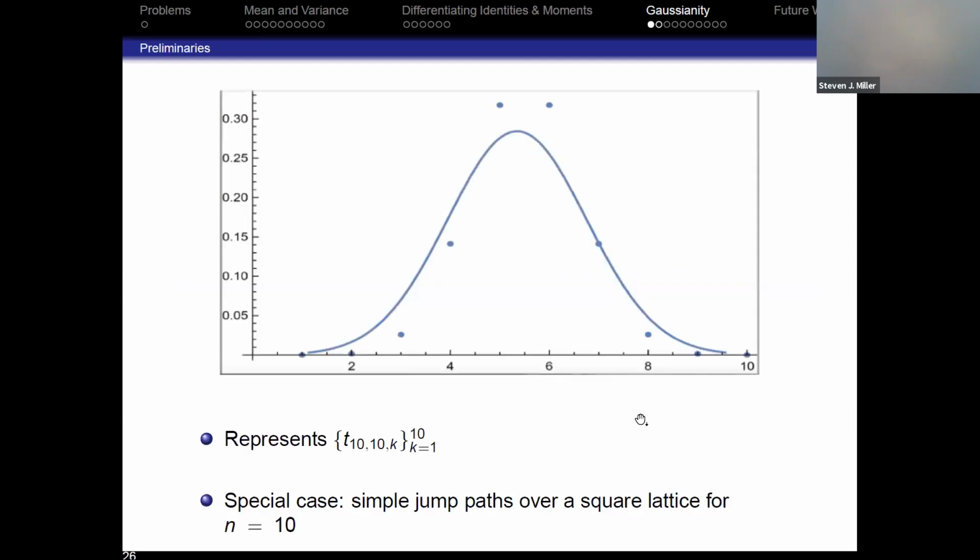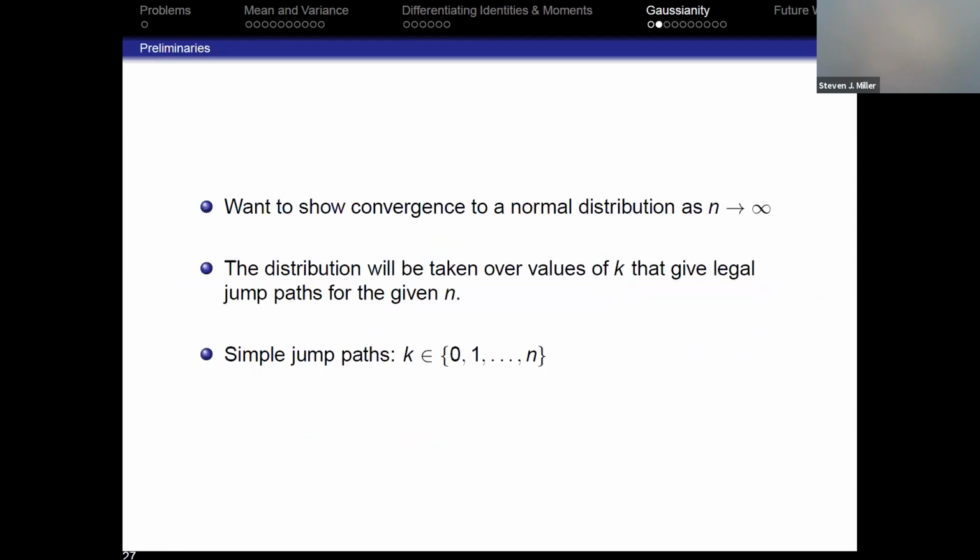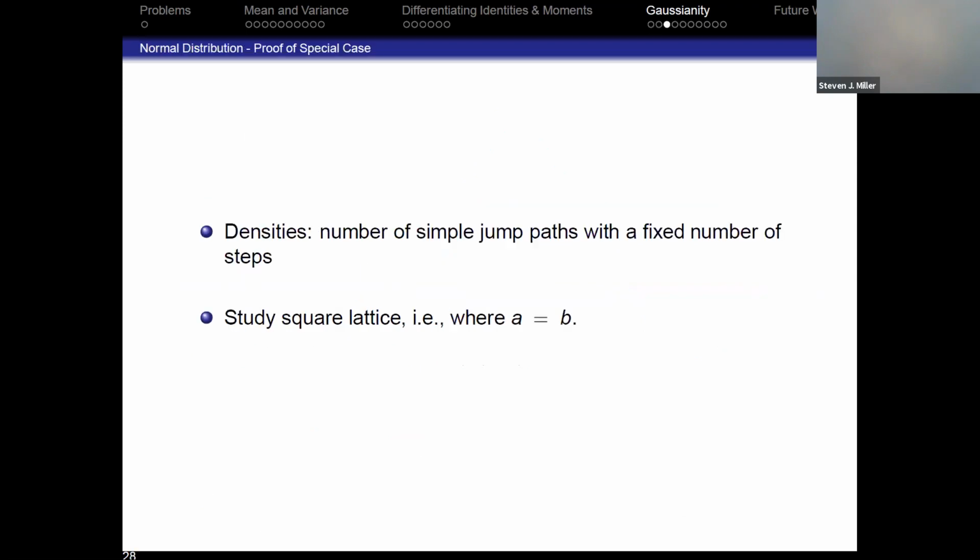All right, so this is just some numerical data. We want to show convergence to a Gaussian as n gets large. And we're going to look at simple jump paths, with k between 0 and n. So the density is the number of simple jump paths with a fixed number of steps, like T n plus 1, n plus 1, k plus 1 divided by S n plus 1, n plus 1. The number of desired paths divided by the total number of paths.